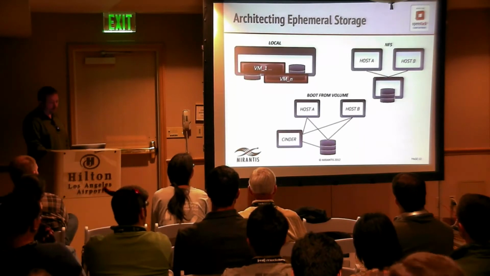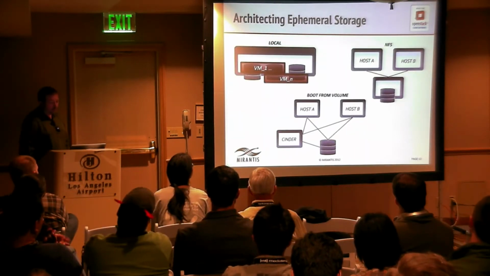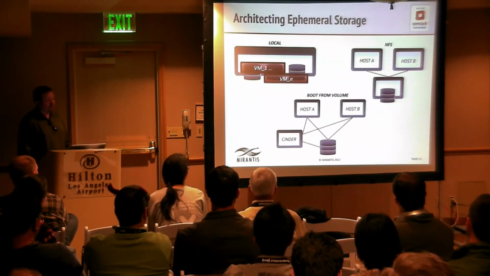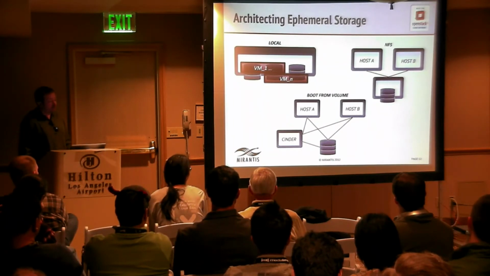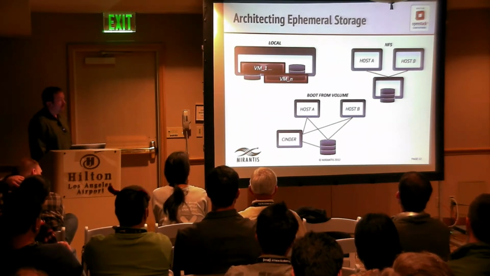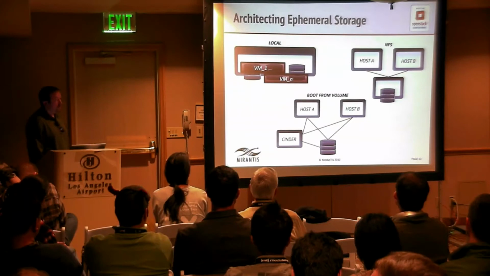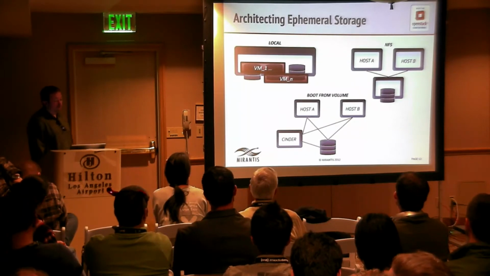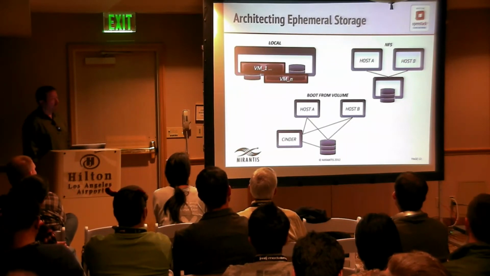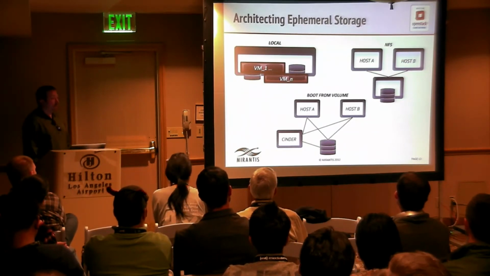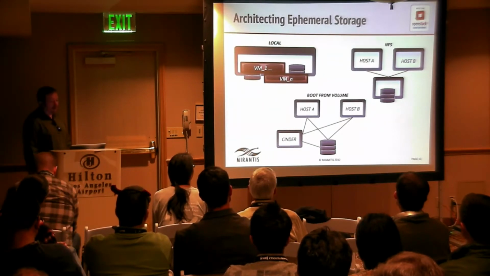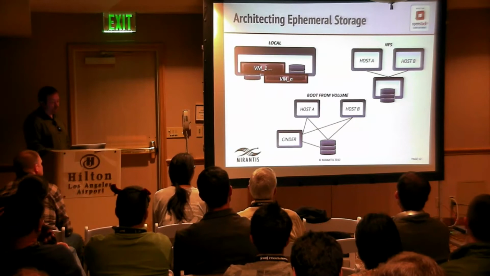Okay, so these are the three possible ways you can do ephemeral storage. First one, of course, is local storage, where you just reslice your local drives and offer them to individual VMs, either as block devices or files. Next one is just NFS, where you mount a bunch of NFS shares onto hosts. And the third one is Cinder for boot from volume support.